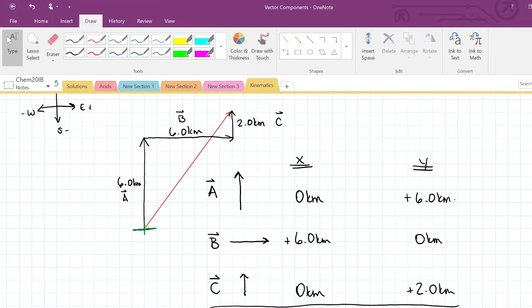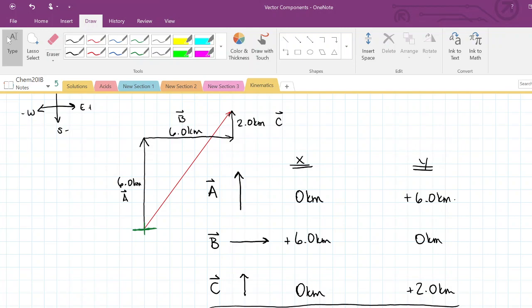My B is pointing due east, which means it's lying on top of the x-axis. And if it's lying on top of the x-axis, then it does not have a y component. So I inserted 0 kilometers for the y, and it's 6 kilometers east, which is positive for the x. And then my last vector is C, which points due north again. It's sitting right on top of the y-axis, so it's got a 0 kilometer x component, and the y component is positive 2 kilometers. So those are the components of each of those individual vectors.